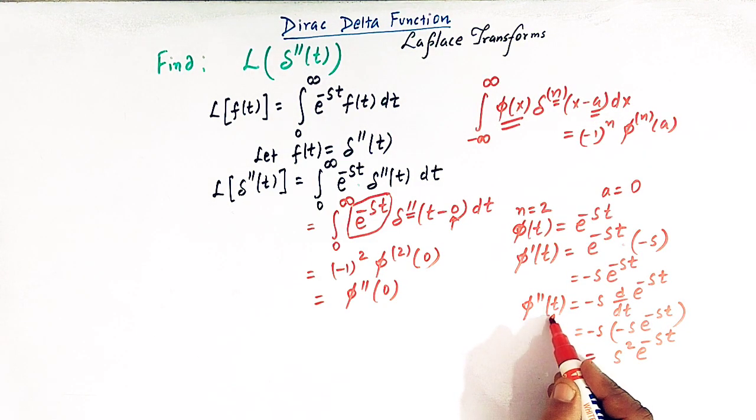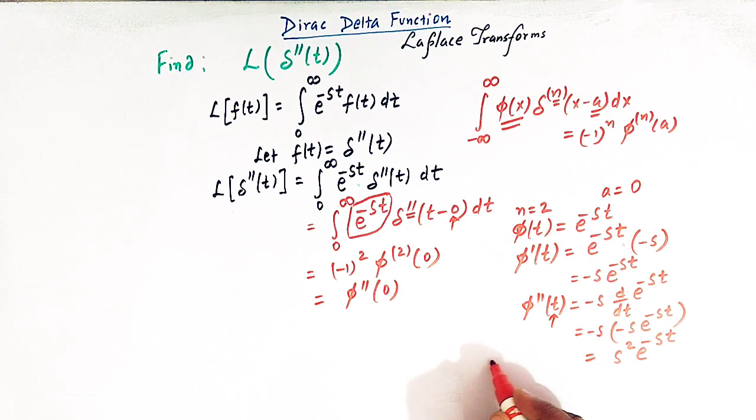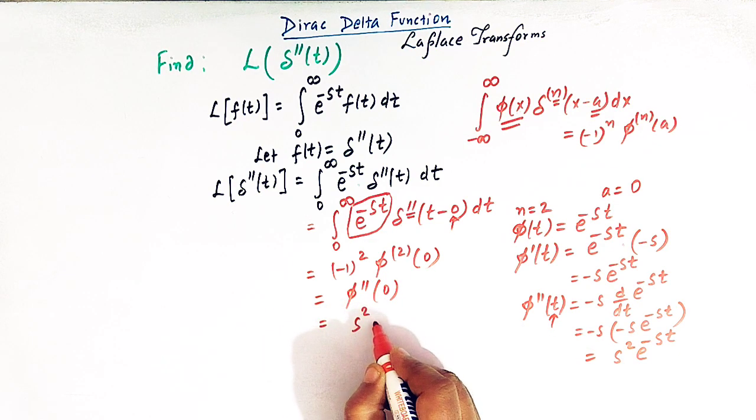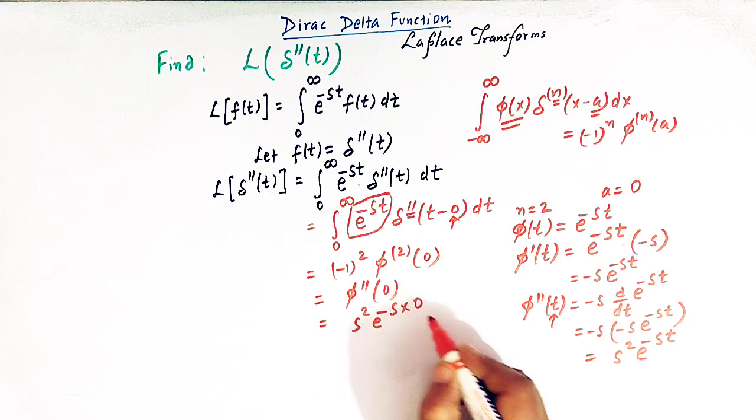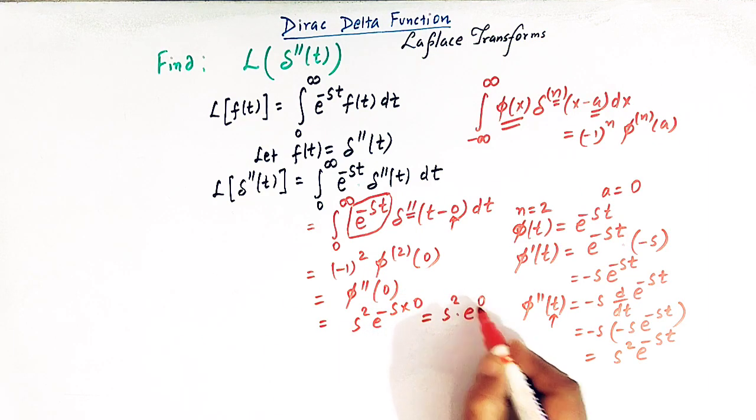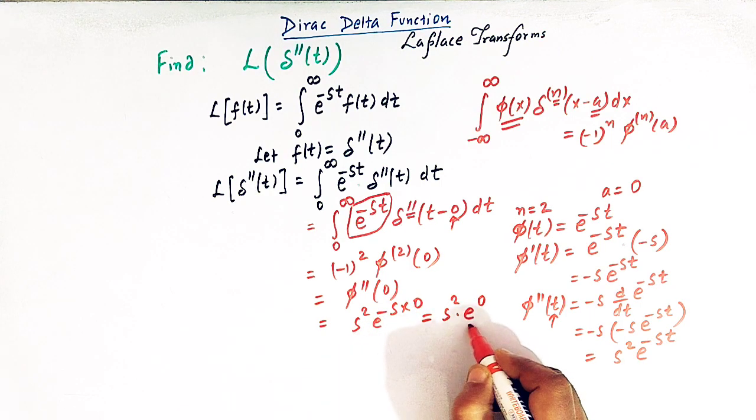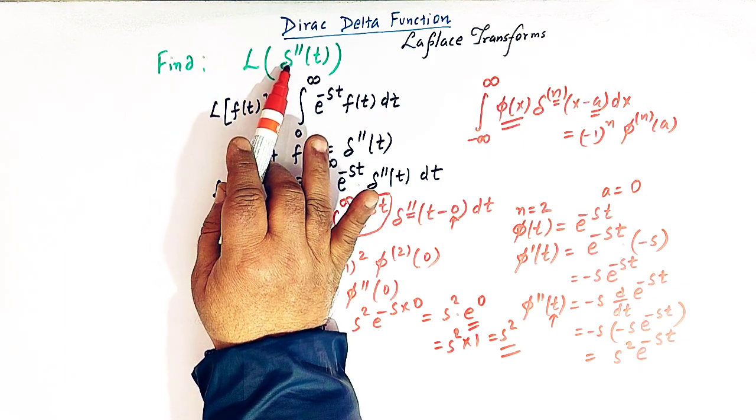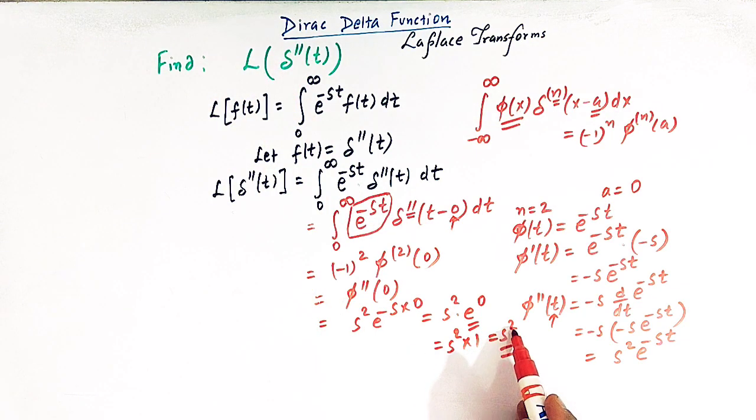So now taking t is equal to 0. So we have phi double prime at 0 is equal to s square e raised to minus s times 0. So we have s square times e raised to 0, because s times 0 is 0 and e raised to 0 is 1. So we have s square times 1 is equal to s square. So viewers, the Laplace transform of delta double prime t is equal to s square. So this is how, by making use of the concept of Laplace transform and the properties of Dirac delta function, we can evaluate the values of these expressions.